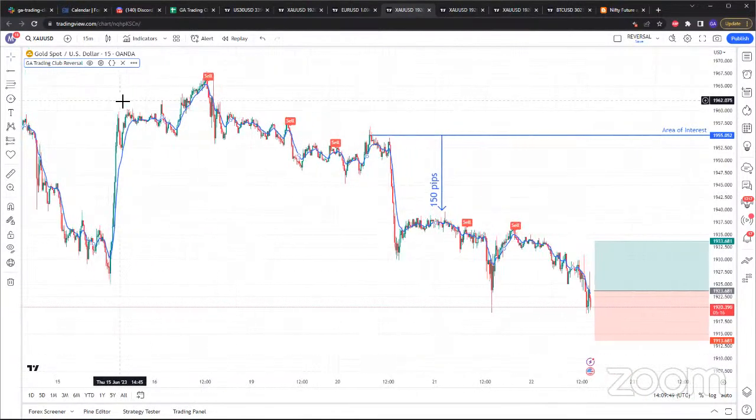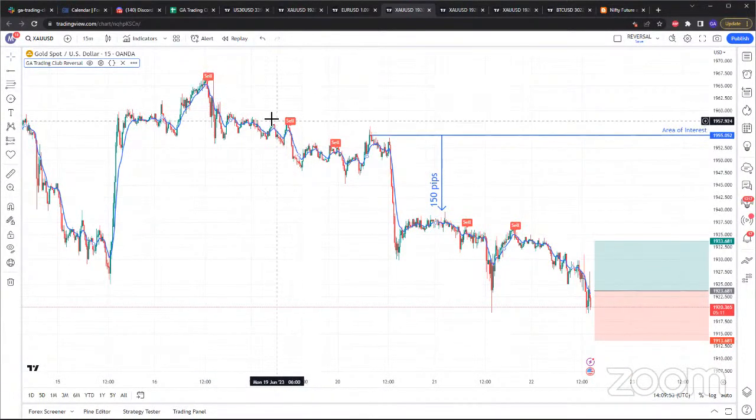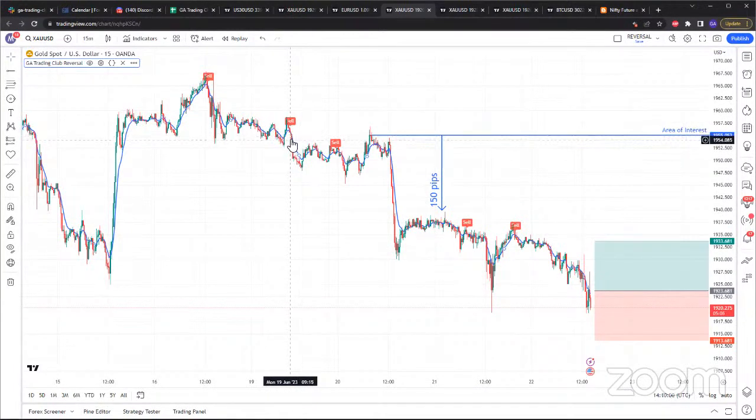Okay, what do we see? We see the left shoulder right here. We see the head right here. We see this is the right shoulder right here, and we get a sell. So this one would have given us an earlier sell at around 1954, but eventually would have given us a sell at 1950 area.